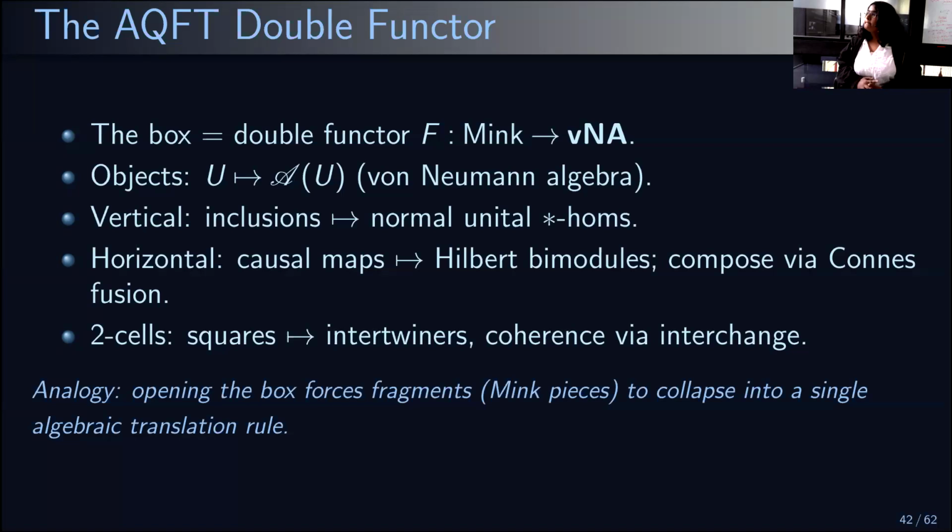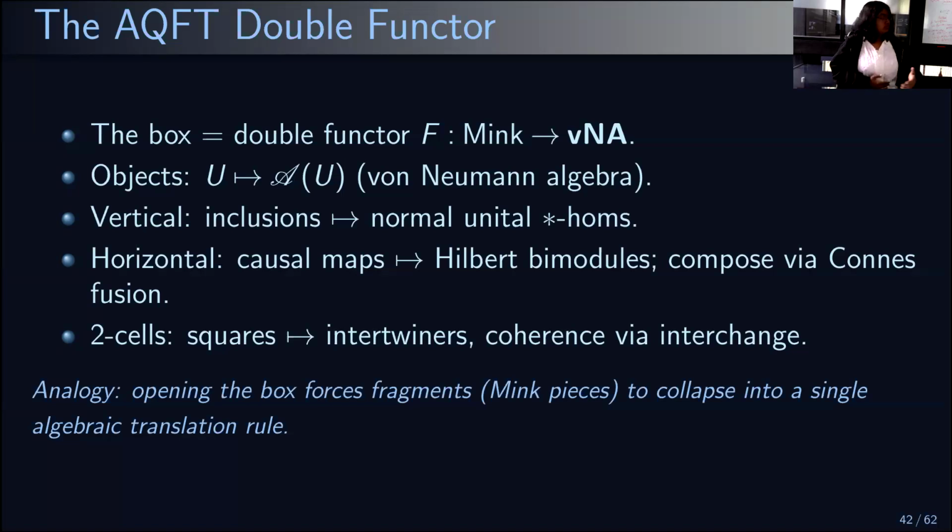So if I think of the Von Neumann algebra, it's the algebra of observables that are supported on this causally convex region, is that right? Yeah. And then I have a causal map, so how do I think of this Hilbert bimodule?